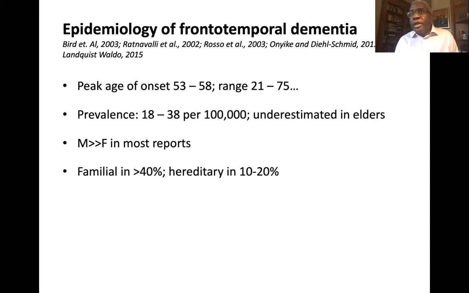We estimate that in the United States today, there might be about 100,000 people. We don't have accurate estimates. It's harder to estimate. It's underestimated in elders in part because some people with frontotemporal dementia have a lot of memory impairment, and so it mimics Alzheimer's disease, and then they get an Alzheimer's disease diagnosis. Most research reports suggest that it affects men much more than it affects women, particularly the behavioral version. And as I said, about 40 to 60% of people will have a family history. But they're not all hereditary cases.